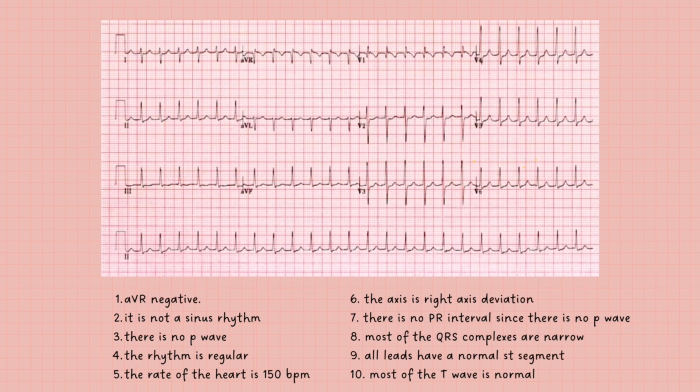Lastly, the last step is we have to look at the T wave. The T wave in all leads is normal, only at AVR there is deflection, V1 has a negative T inversion, and at lead 3 there is no T wave, but basically most of the leads have a normal T wave. That's all for the interpretation of the ECG.